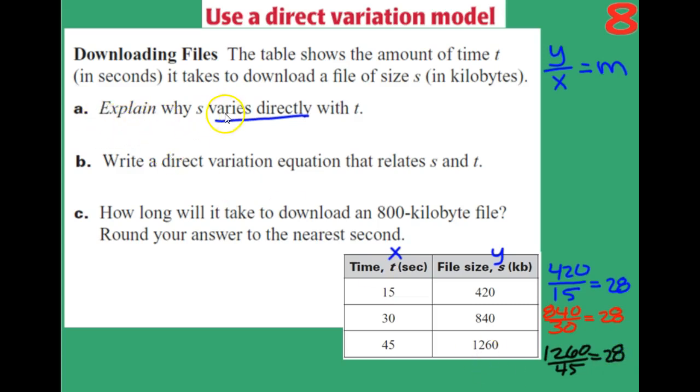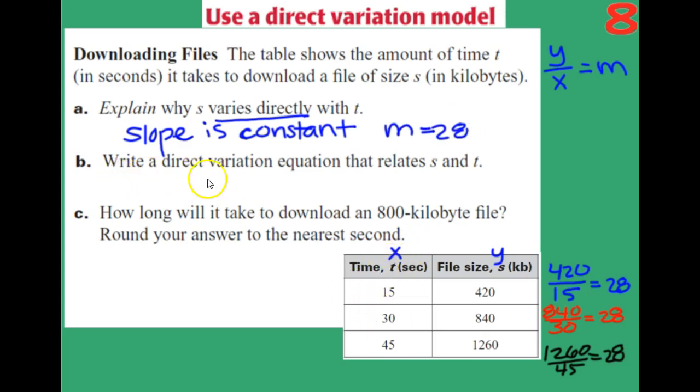So explain why s varies directly with t. Our slope is the same over and over. What we like to say is the slope is constant. Constant meaning it's not changing. I don't know why I put a comma there. And our slope is really 28.